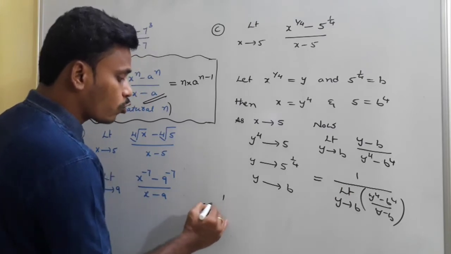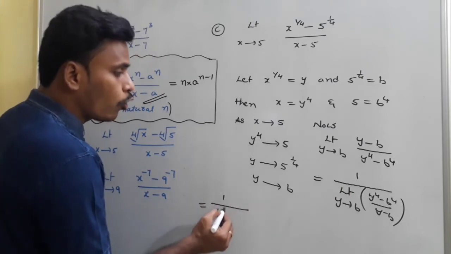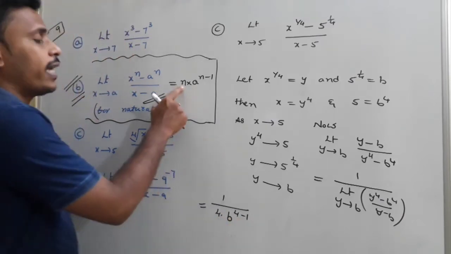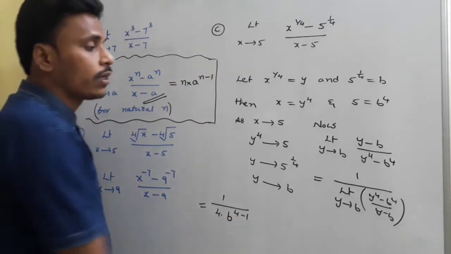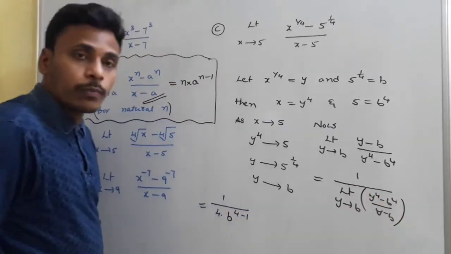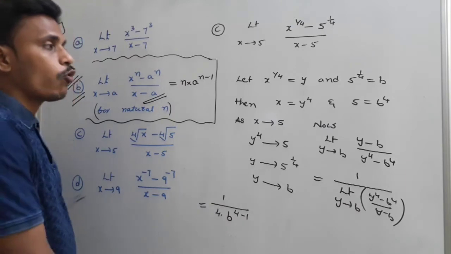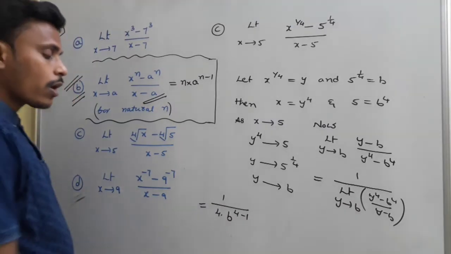This is equal to 1 by 4 into b to the power 4 minus 1, that is, n into a to the power n minus 1. Here n is 4, and instead of this a, we have b. So 4 into b power 4 minus 1. Okay. Now how can I simplify?